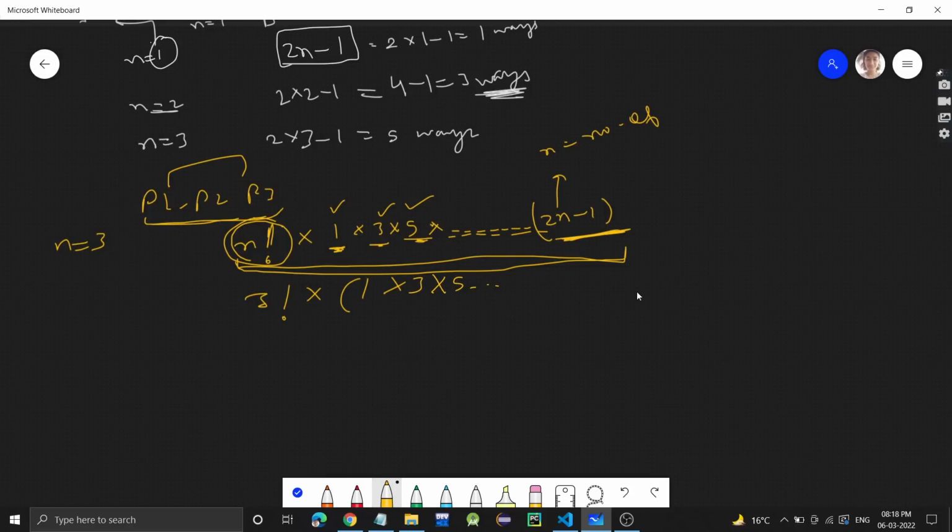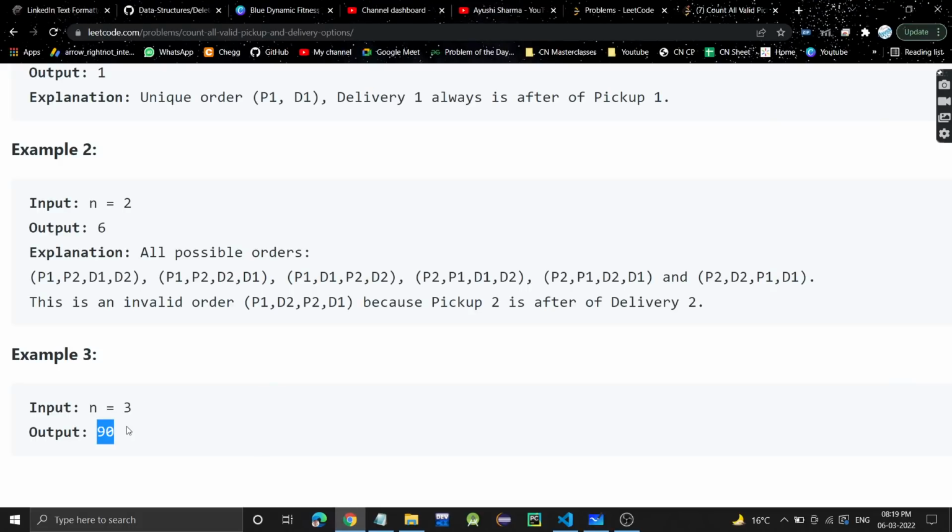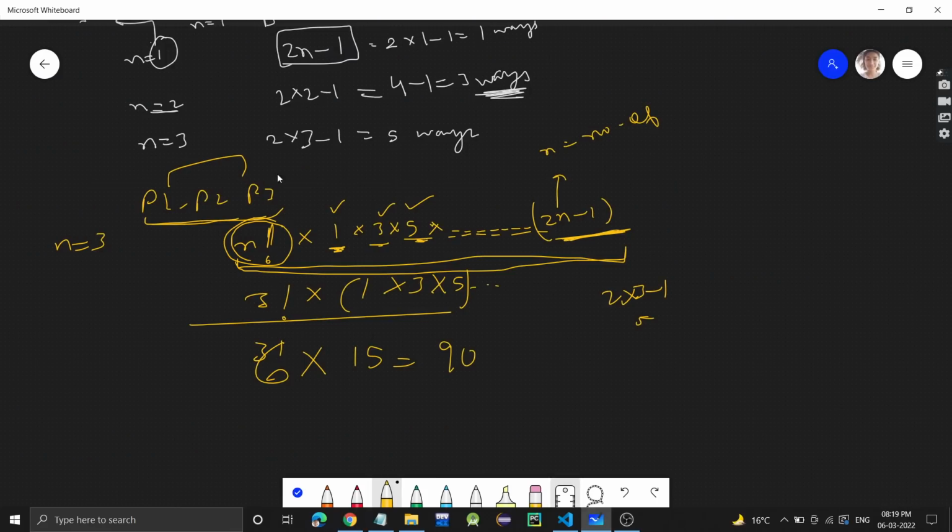And here 2n minus 1 is your 5. That is 2 into n, where n is 3, minus 1, that is 5. So something like this will be there. So 3 factorial will be 6 into 15. So 15 into 6 is 90. So output is 90. Fine. I hope you understood the approach. Let's see the code once.